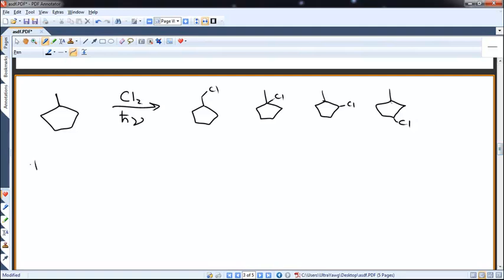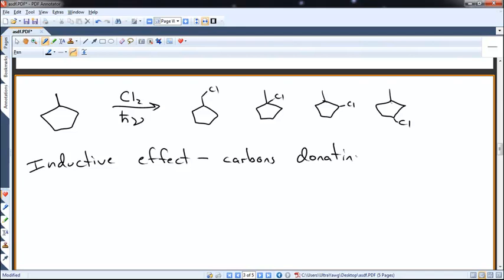Well, to answer this, we need to know a thing called the inductive effect. The inductive effect is essentially carbons donating electron density through sigma bonds. It has to be through the sigma bond. They do this because carbons will communicate and they like to share with each other.